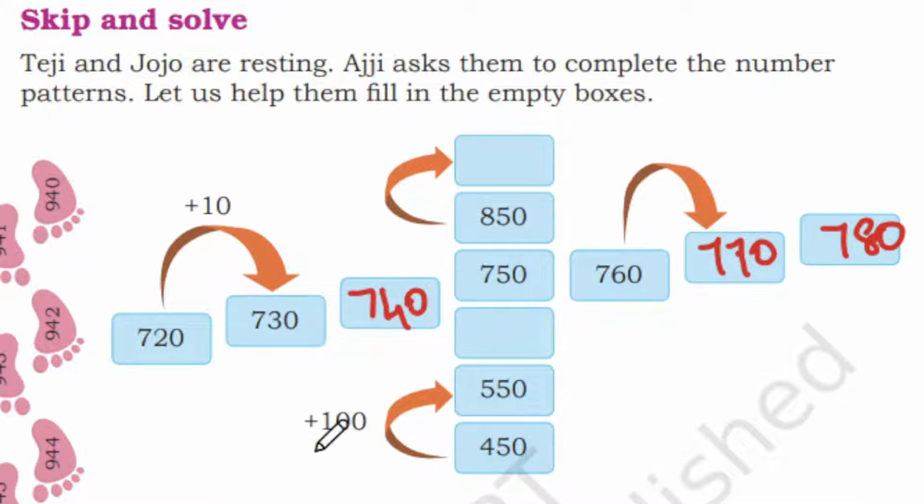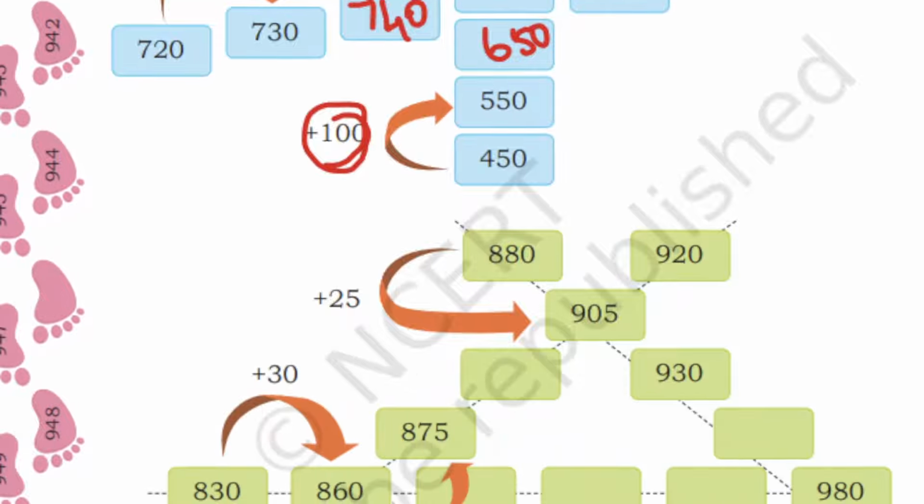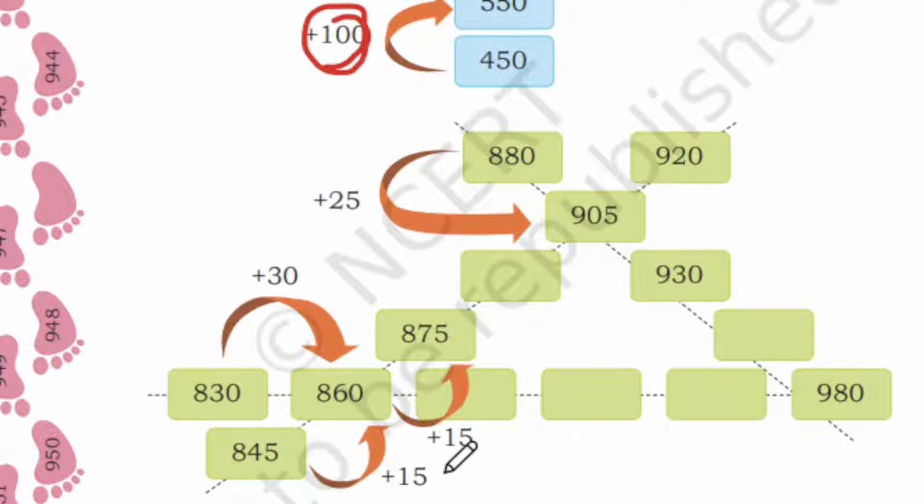Okay, and here we have hundreds. If you see here, you have hundreds. So 450, 550, then 650, 750, 850, and you will get 950. 950. Okay. And next you have, see this one, 30s. So 830, 860. Next you will get 890. So you get 800, 890.